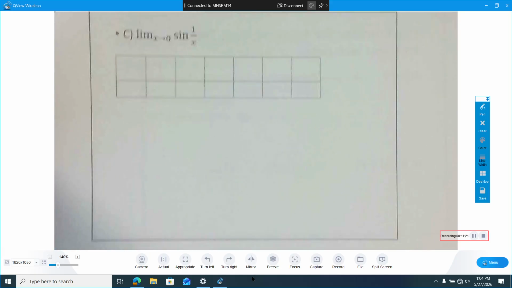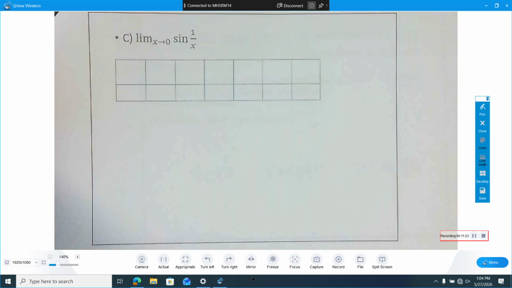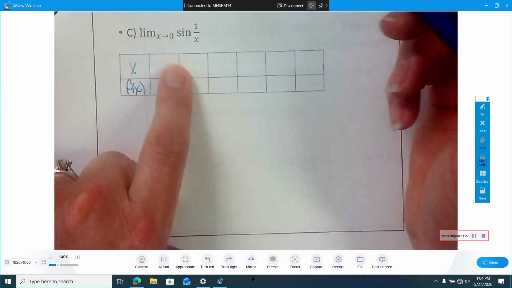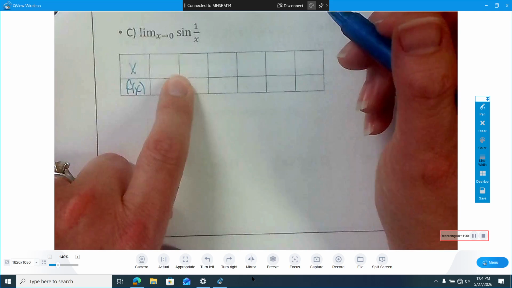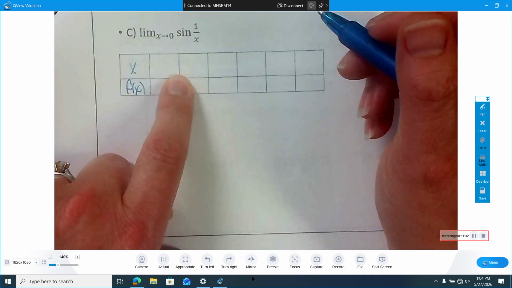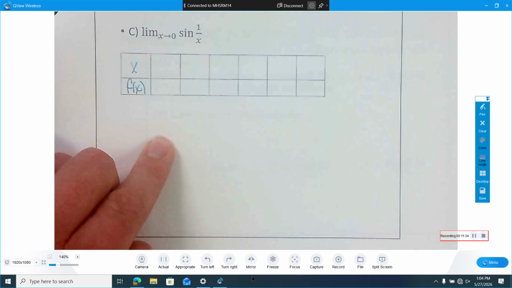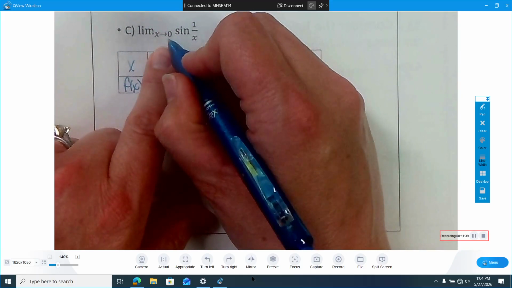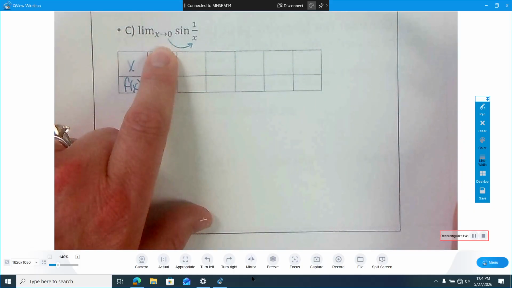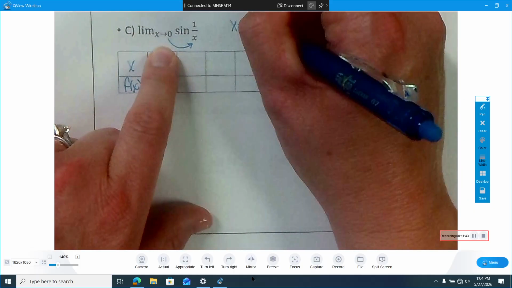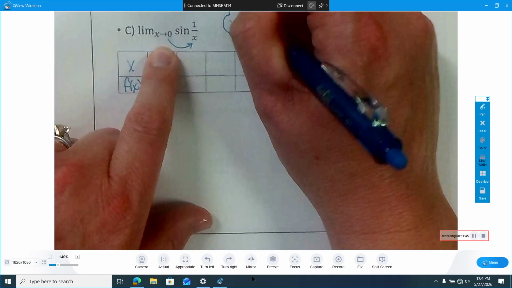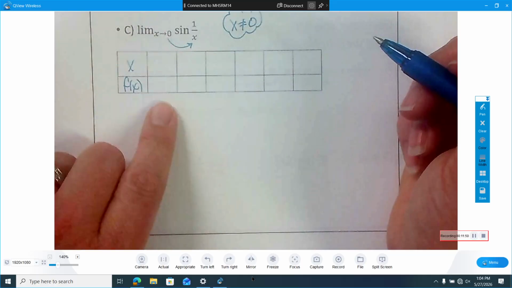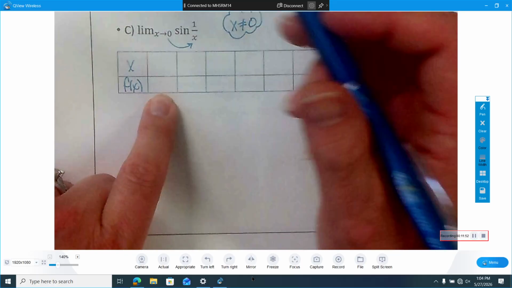All right, so last one here. Again, we have x and f of x. And I'm approaching 0. But I'm going to try some fancy values here. First of all, we know what happens if I were to put in a 0 here. It's undefined. X is not allowed to equal 0. We know that right off the bat.